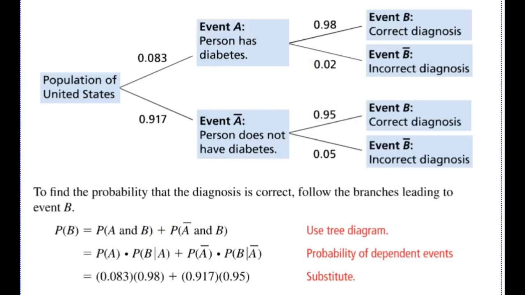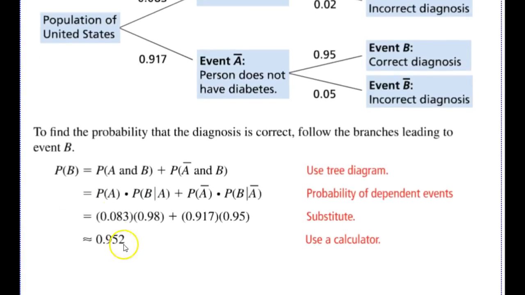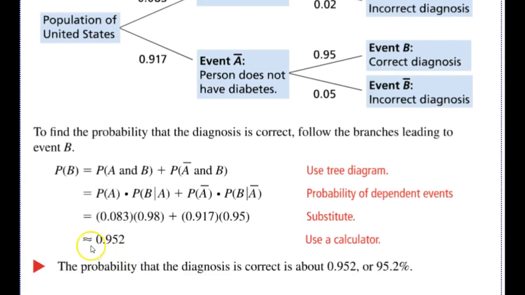Now I plug in the things that I know from my tree. The probability of A is 0.083, right? That's the probability that the person has diabetes. Then the probability that they got a correct diagnosis. And I add to that the probability that they don't have diabetes, but they also got a correct diagnosis. So I substitute the things that I know and use my calculator, and my probability that the diagnosis is correct is approximately 95.2%, or 0.952.